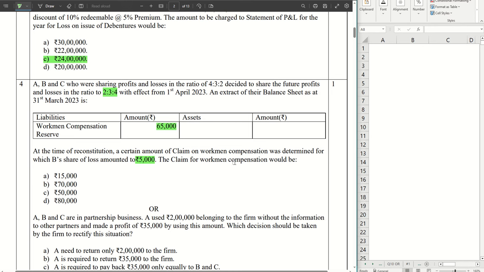But we are asked to calculate the total claim amount. So the entire reserve was used up, and over and above we had a loss of 15,000. That means the entire claim was 65,000 plus 15,000, so 80,000 was the claim amount, right? Out of 80,000 we could write off 65,000 against the reserve, and the remaining 15,000 was distributed among the partners as loss. So option D is the correct answer here.